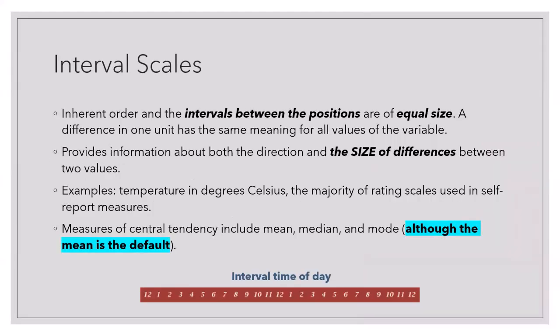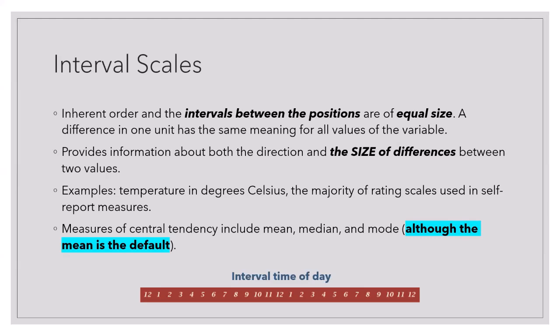Next, in interval scales, there is inherent order like an ordinal, but the intervals between the positions are of equal size. A difference in 1 unit has the same meaning for all values of the variable. This type of scale provides information about both the direction and the size of the differences between 2 values. Examples of interval scales include time of day and hours, calendar days of the month or year, temperature in degrees Celsius, and the majority of the rating scales used in self-report measures.